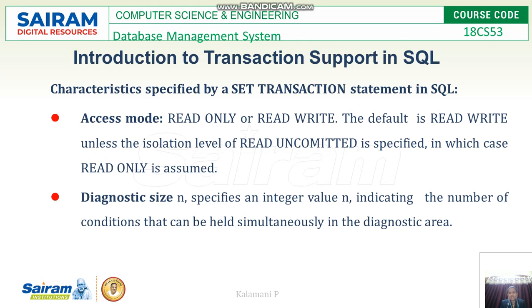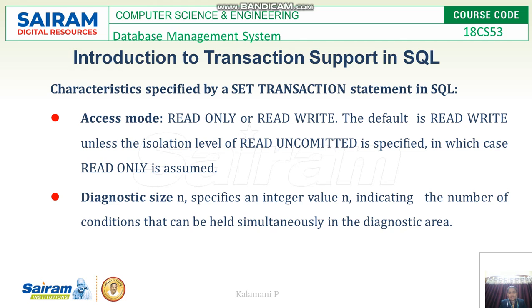Now, the characteristics specified by a set transaction statement in SQL. In that we have the access modes. Already we know the access mode may be read only or read write. By default, the access mode will be read write unless the isolation level read uncommitted is specified. If read uncommitted is specified, it will be in read only mode.